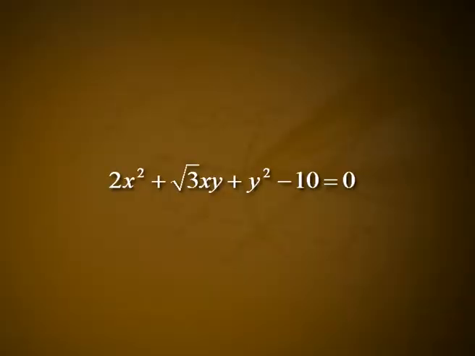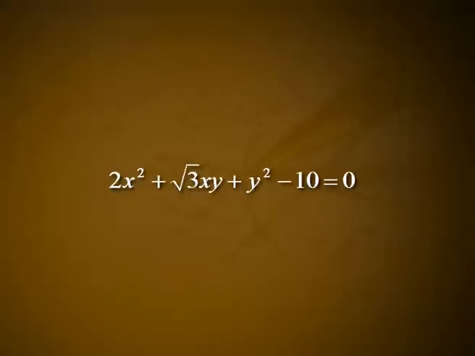Equation number 17. Example 5. Find a quadratic equation that is absent of the xy term and represents the curve 2x square plus root 3 xy plus y square minus 10 is equal to 0. Solution. The coordinate axes are to be rotated through an angle alpha to produce an equation for the curve 2x square plus root 3 xy plus y square minus 10 is equal to 0 that has no cross product term. We find alpha and the new equation.